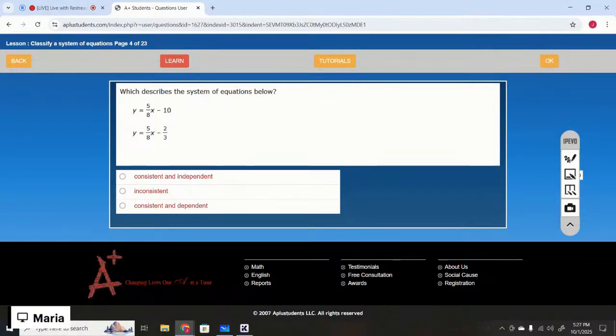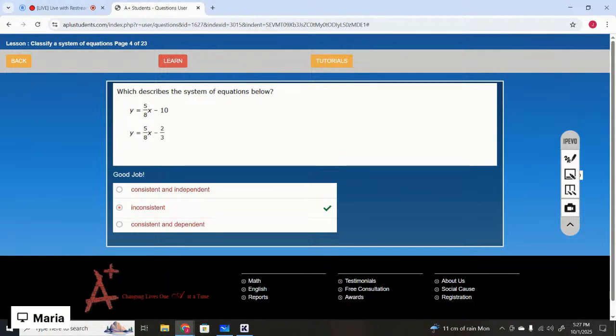Y equals 5/8x minus 10 and y equals 5/8x minus 10. So both the equations have the same slope and different y-intercepts. That means the lines are parallel. The system is inconsistent. Option number 2 is the correct option.